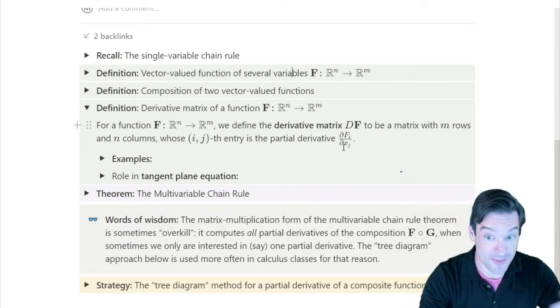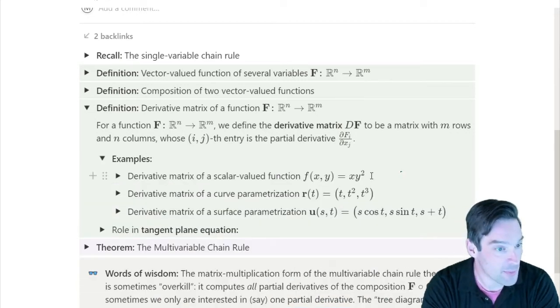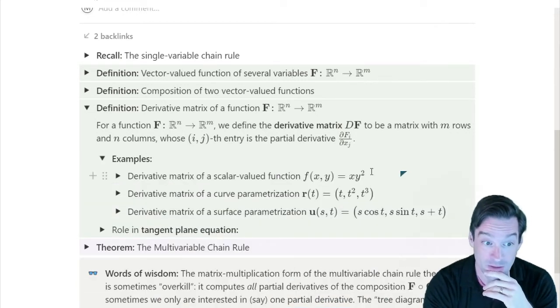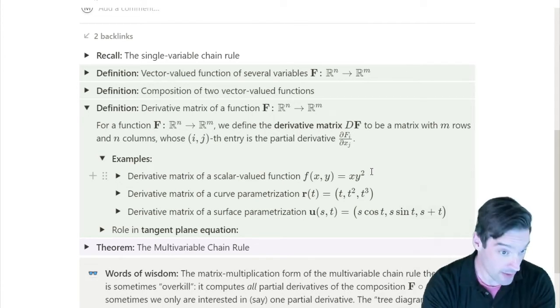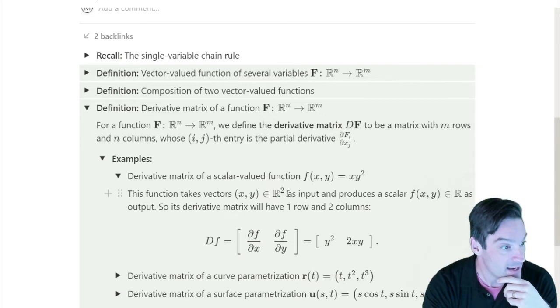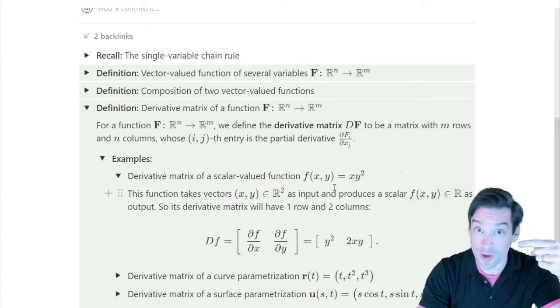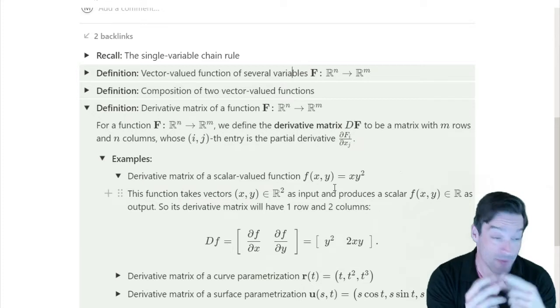So what in the world might this look like? Let's look at just a couple quick examples. If I just have a plain old scalar valued function, like the kind that we started out studying this semester, f of xy equals xy squared. So that function takes a 2-dimensional vector as an input, xy, and it produces a single scalar as the output, xy squared. And so its derivative matrix has only one row, but it has two columns in it.